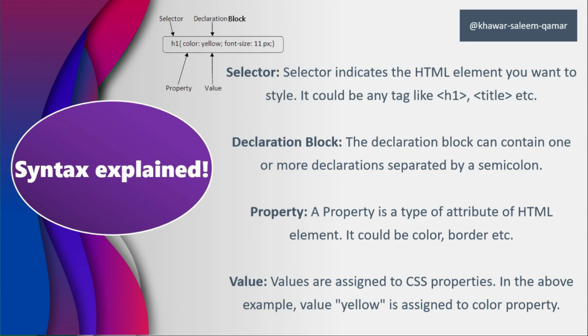After this, a property. What is a property? A property is a type of attribute of an HTML element. So if you want to change the color of an HTML tag, which means the selector, you would write color. And if you want to change the background color, you would write background-color, and font-size. All of these are properties of our selector. Whereas the value is what you want to assign to that property.